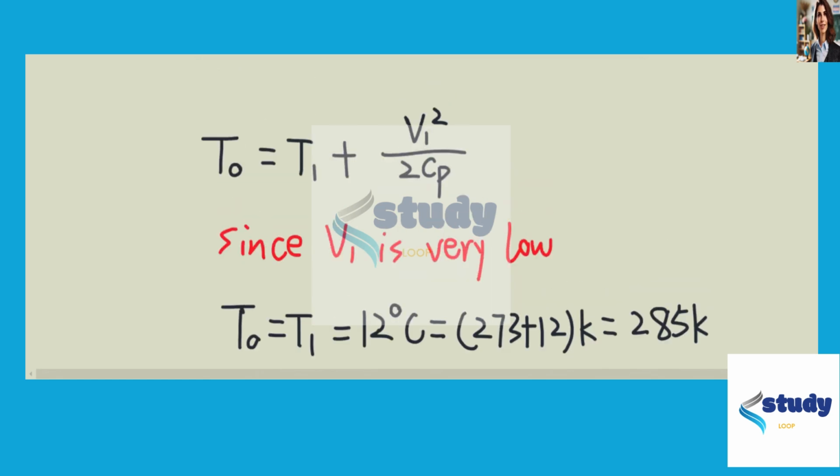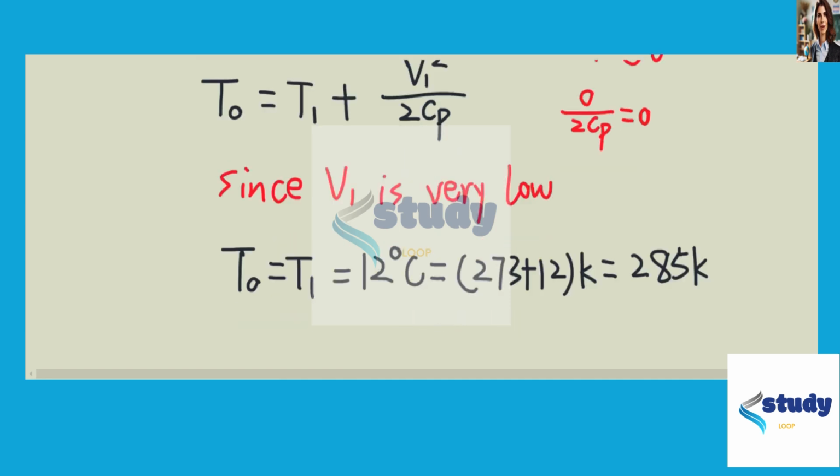The reason why T0 is equal to T1 is because if V1 is very low, that means we basically consider V1 to be approximately equal to 0. And we know 0 over 2Cp is 0. So this will give us T0 is equal to T1.